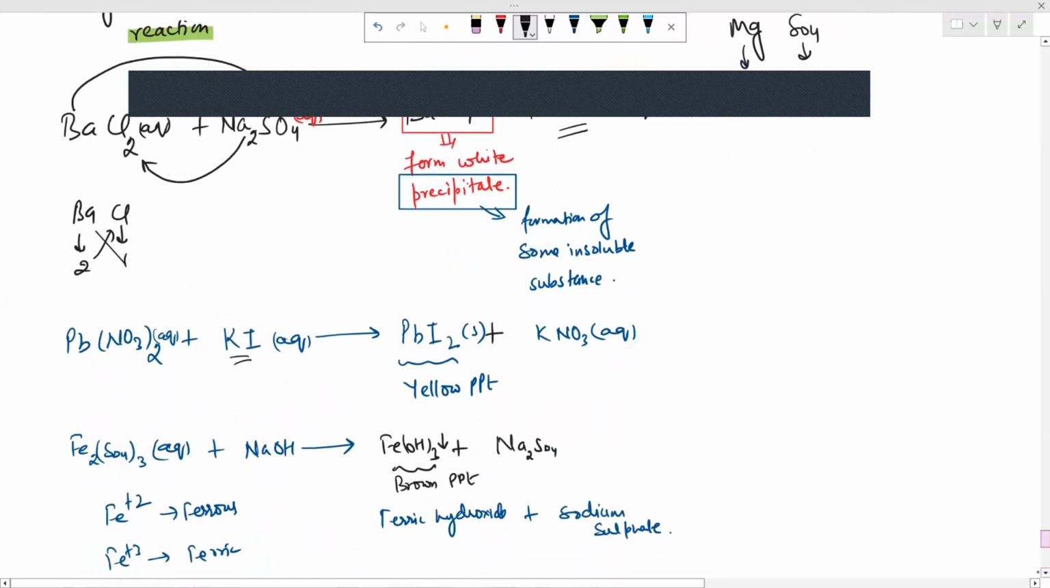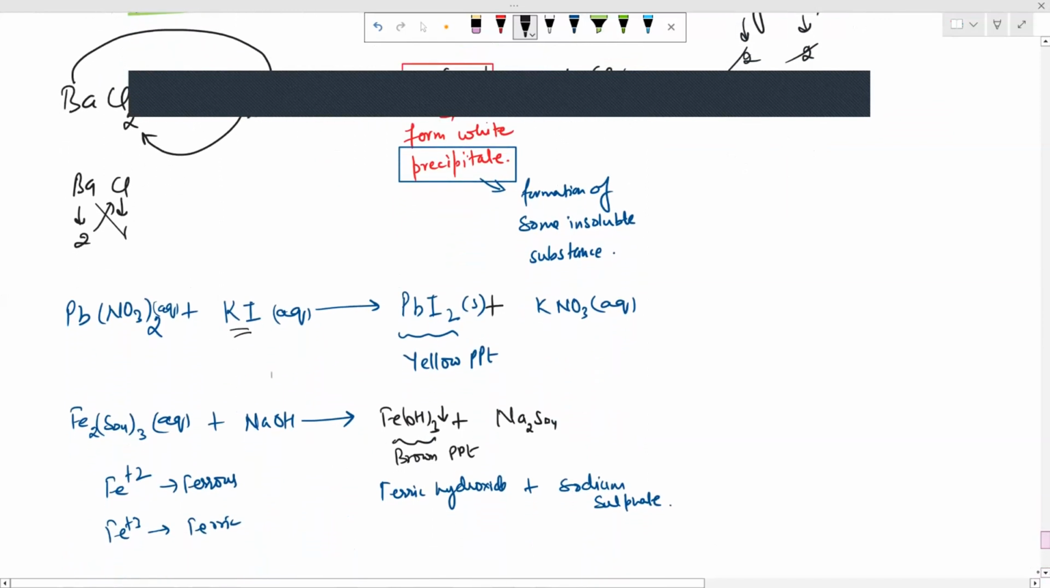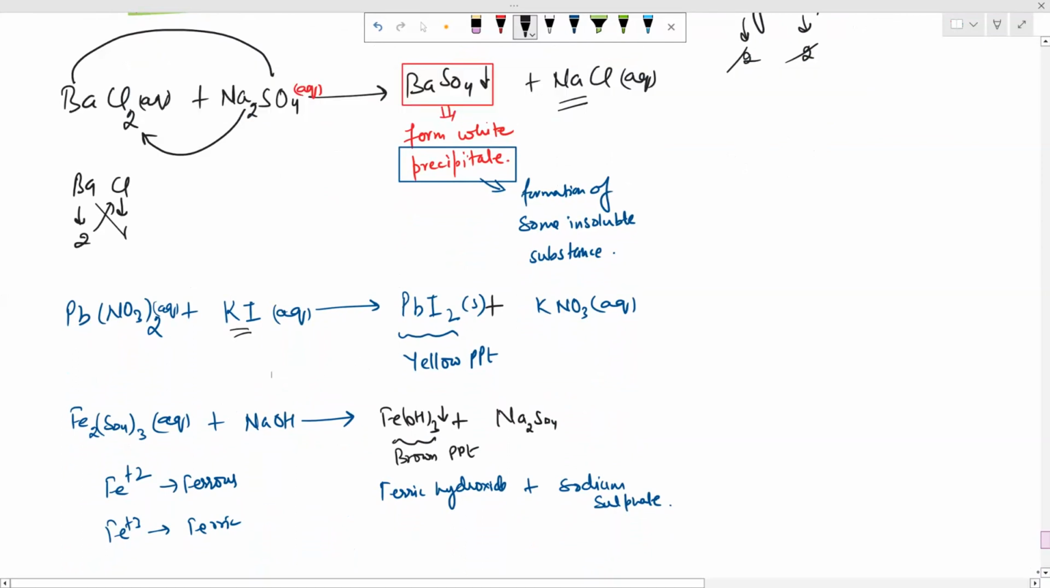Similarly, ferrous sulfate when reacted with NaOH gives you ferric hydroxide, which forms a brown precipitate, and sodium sulfate. Sir, how do we know which color it will form? Actually, there are 4 to 5 reactions in your syllabus, and you have to memorize them. Okay, sir.